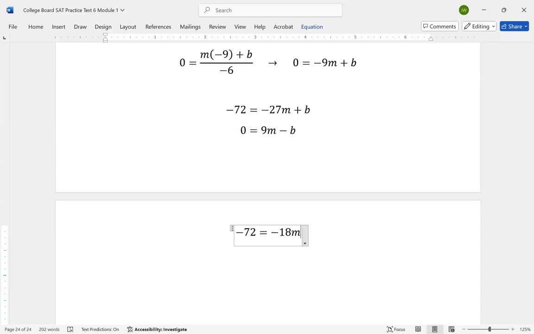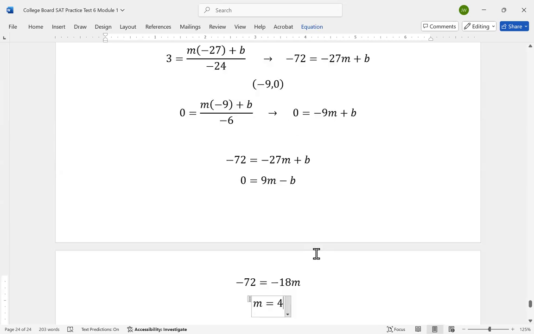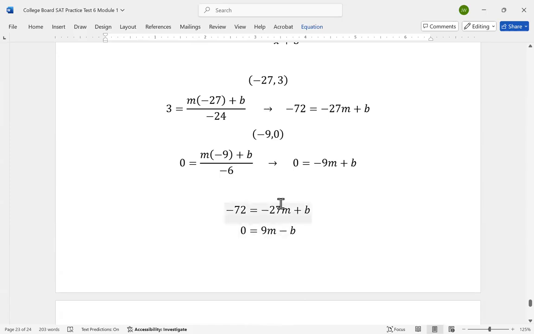So now I can divide both sides by a negative 18. And when I do that, I figure out that m is equal to 4. So the slope is 4. M is 4. And since m is equal to 4, I can plug that back up into one of these two equations and find the b.